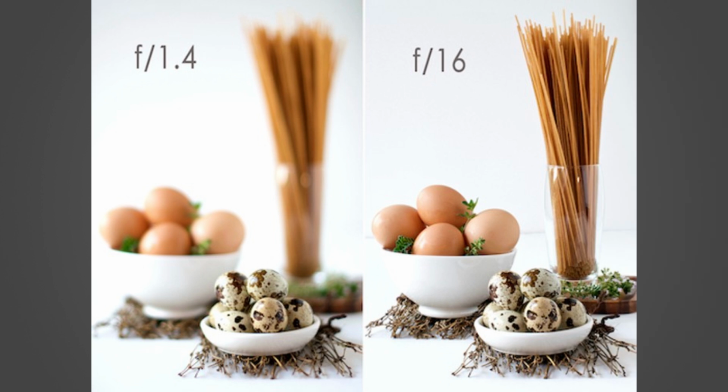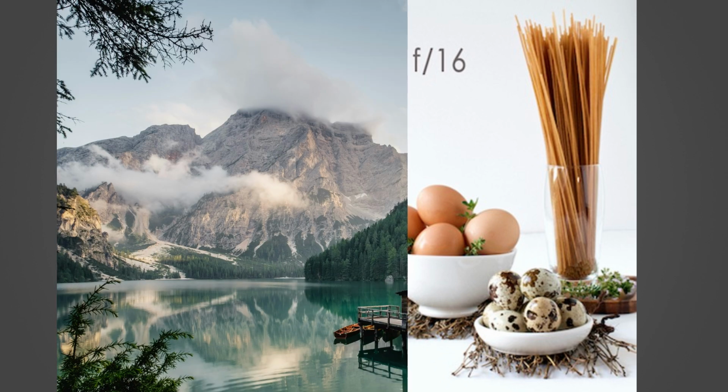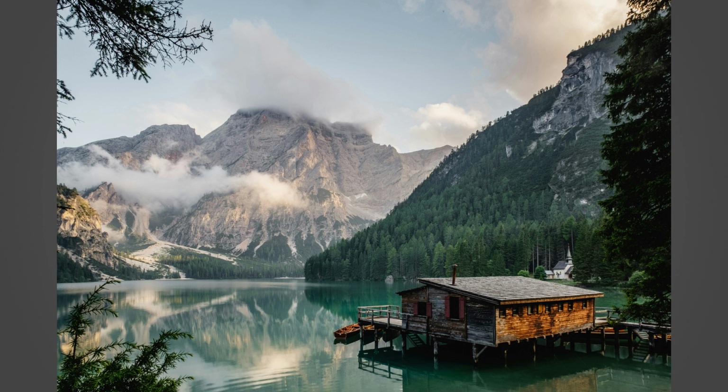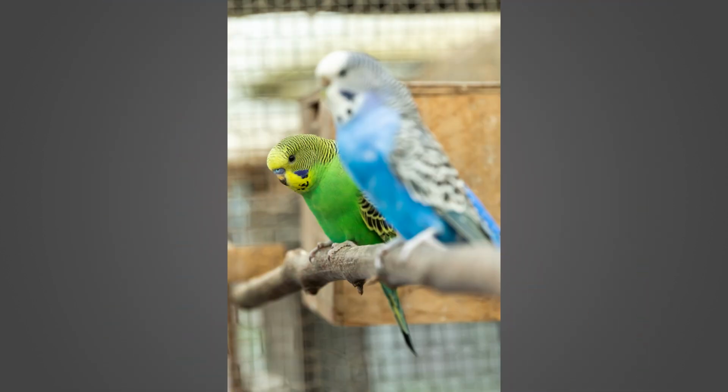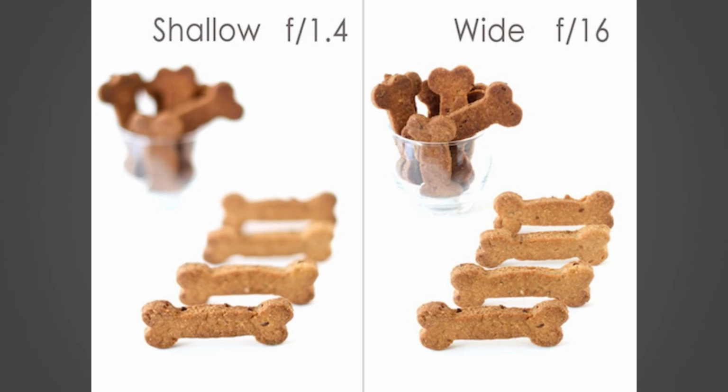f16 is a narrow aperture with a deep depth of field, while f1.4 is a wide open aperture with a very shallow depth of field. A deep depth of field allows the entire image to be in focus, from front to back. This is great for landscape photos. A shallow depth of field adds some blur to the photo, drawing the viewer's eyes to what is in focus in the image. Using a shallow depth of field, you can blur the background or the foreground depending on where you want the focus to be.